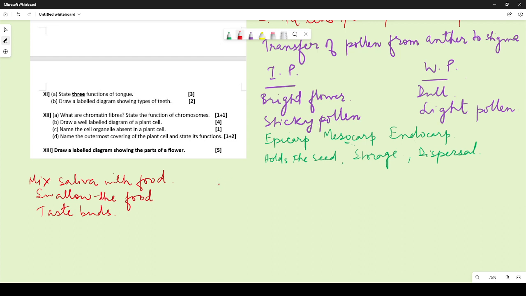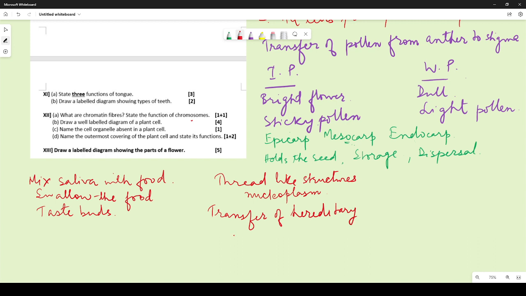Now chromatin fibers are thread-like structures which are present where? Do you remember? Yes, they are present inside the nucleus, in the nucleoplasm. They are thread-like structures present in the nucleoplasm. They combine together to form the chromosomes. So chromosomes are responsible for the transfer of hereditary characters from one generation to another generation. Whatever hereditary characters are transferred, they are transferred through the chromosomes.